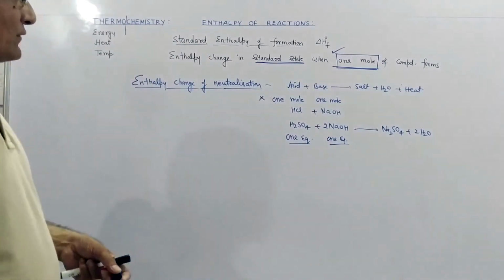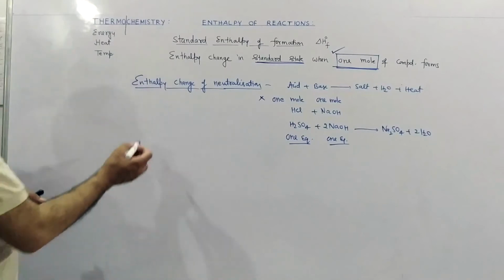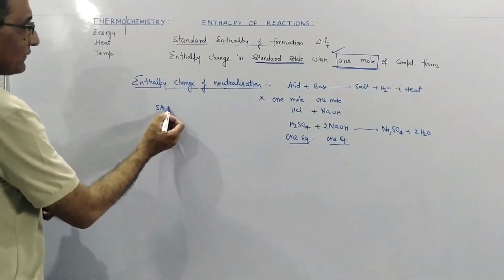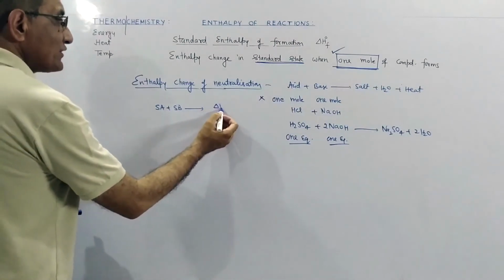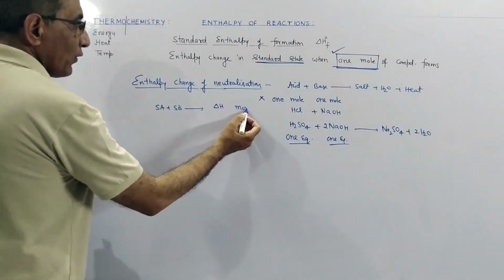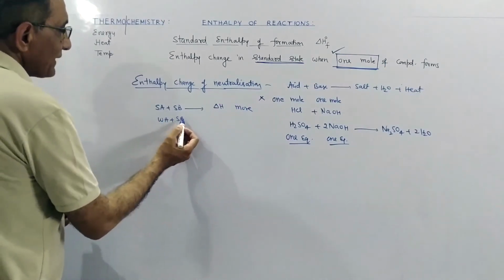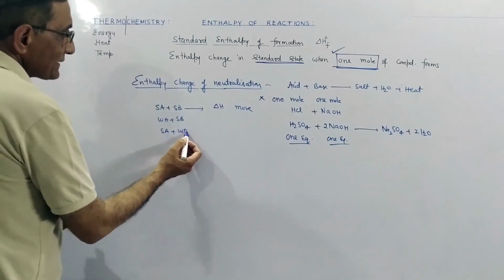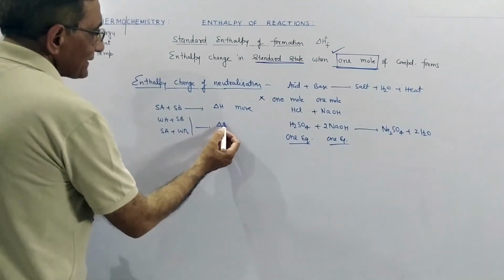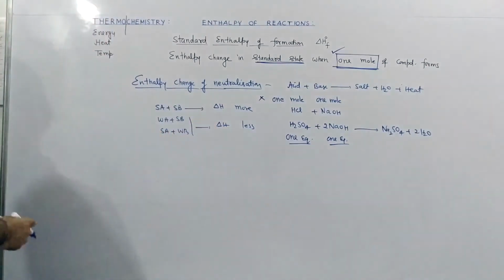And here I will tell you some 2-3 very important things. If you take a strong acid with a strong base, then delta H released will be more. But if you take a weak acid and a strong base, or a strong acid and a weak base, then this delta H will be less. Why is this delta H less in this case, students?